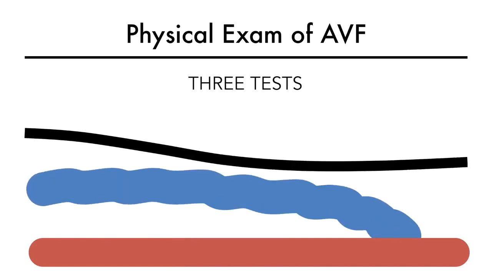Now that we've assessed a fistula for its thrill, bruit, and pulsatility, let's learn three simple bedside tests that can help assess inflow and outflow through a fistula, as well as check for accessory veins, that is, side branches coming off of a fistula. Inflow can be assessed using a test called pulse augmentation.